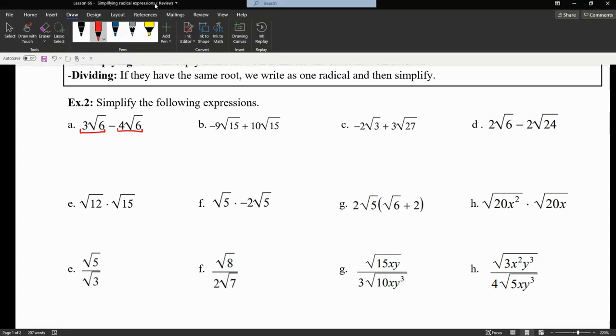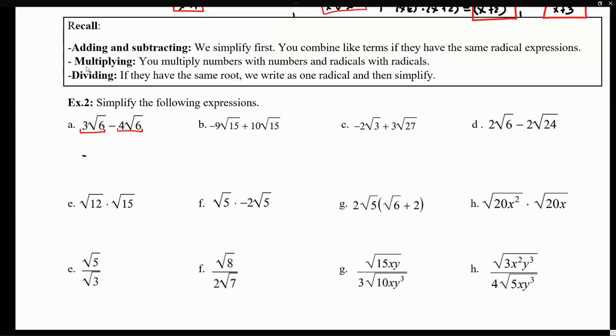Well, in that case, we will just have negative 1 square root of 6. You have 3 of them, and you take away 4 of them, then you have negative 1. And this is what I mean by combining like terms. Note that there are 2 terms, and we're talking about the square root of 6's. So therefore, if they both deal with the same square root number, then you can just combine them. And the same goes with addition.